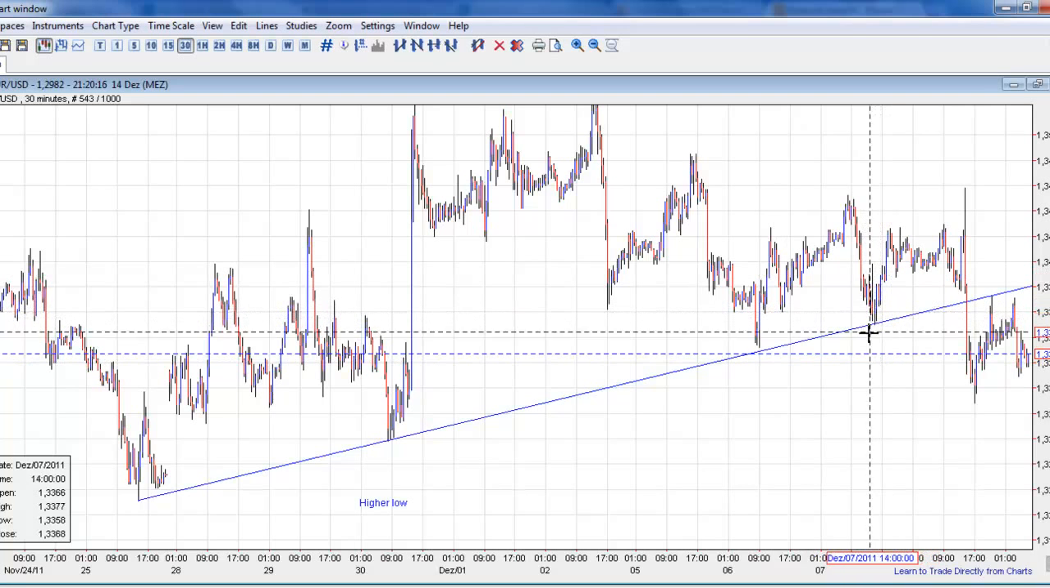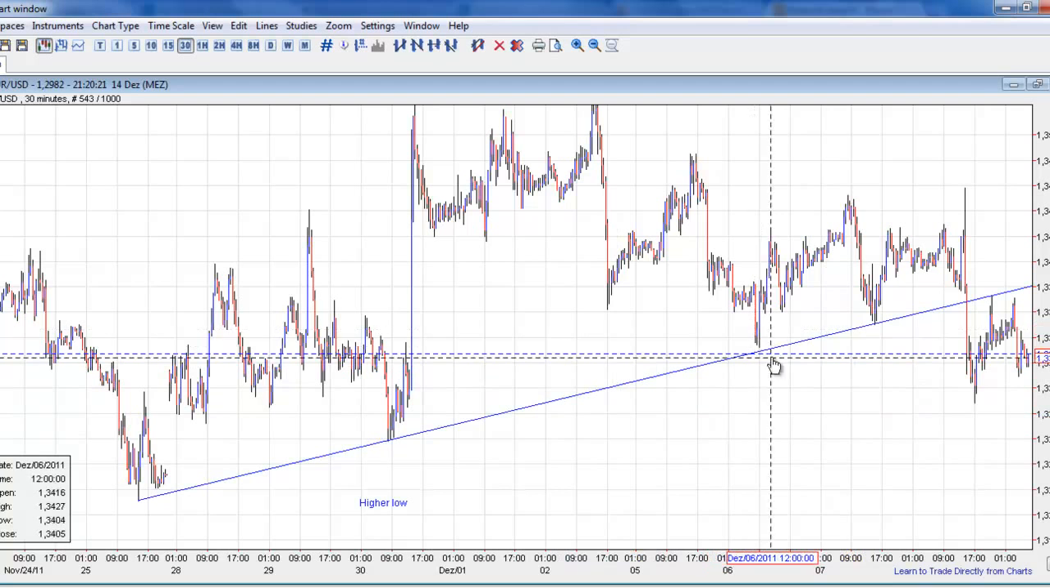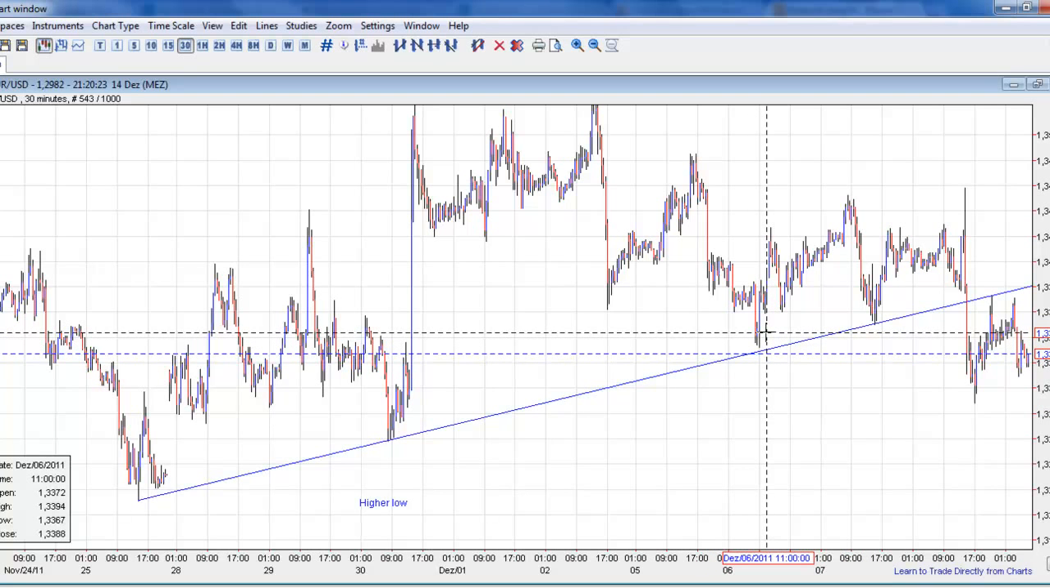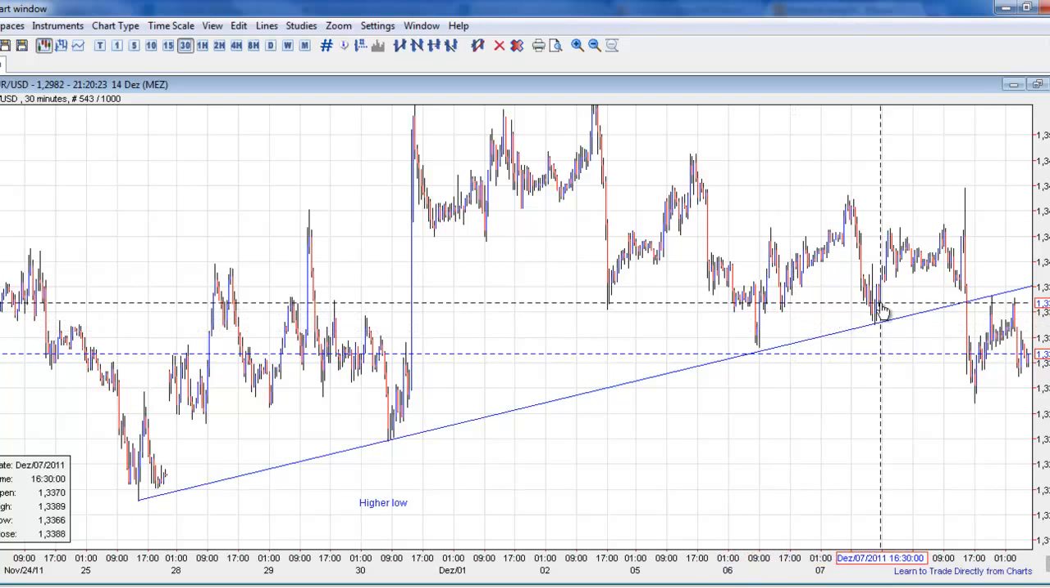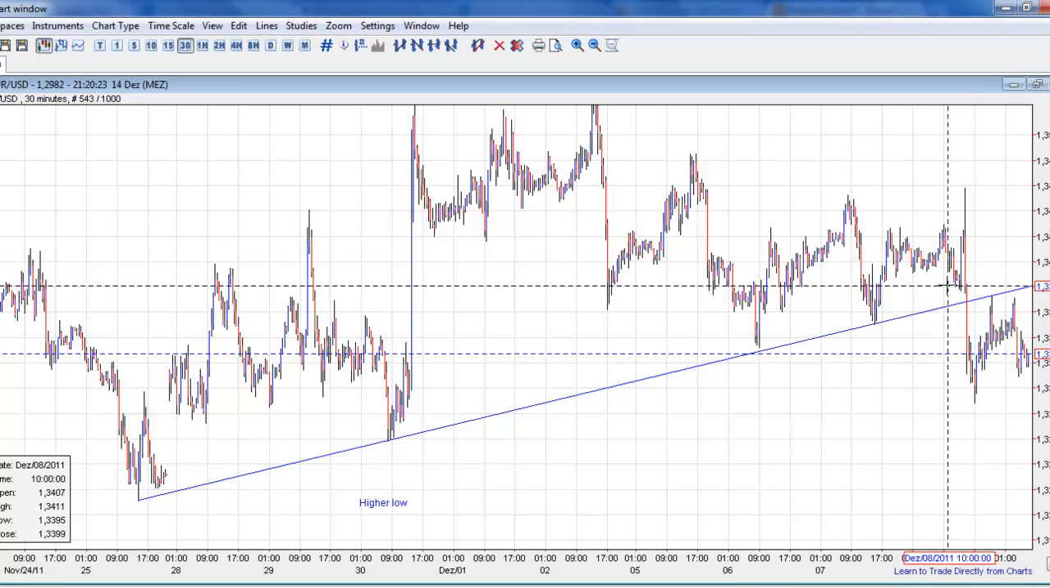support level. Now what I like to look at, I like to look at the first test of the trend line as a potential buy. The more tests of the trend line in the future decreases the probability, or decreases the opportunity, of the trade.